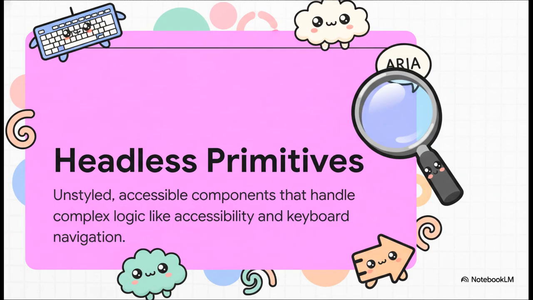Now, here's the secret sauce that makes this all work so beautifully: headless primitives. See, shadcn UI cleverly leverages amazing libraries like Radix UI to handle all the hard, complex parts of accessibility. You know, things like keyboard navigation and ARIA attributes. That leaves you with complete freedom over the styling and the visual layer. It is truly the best of both worlds.